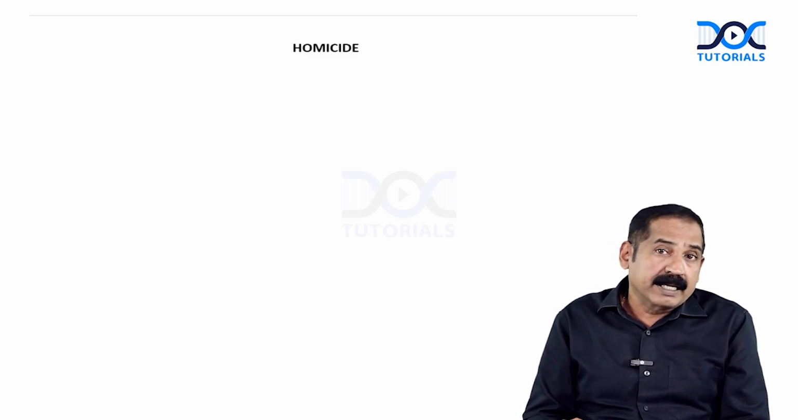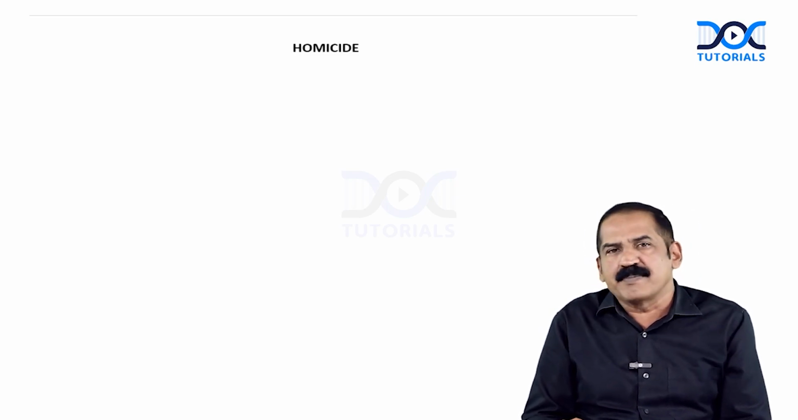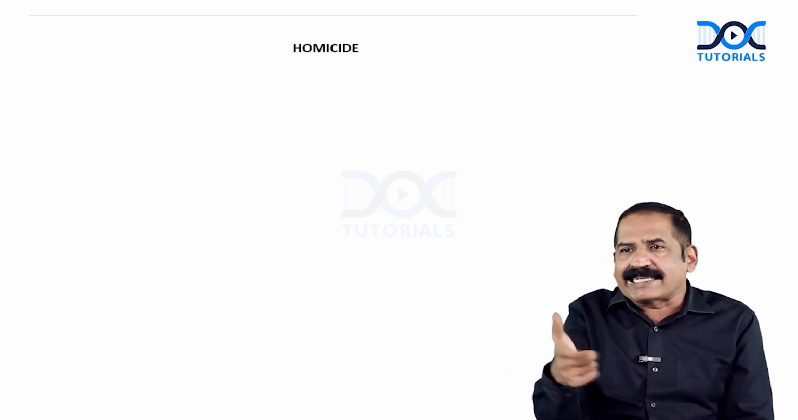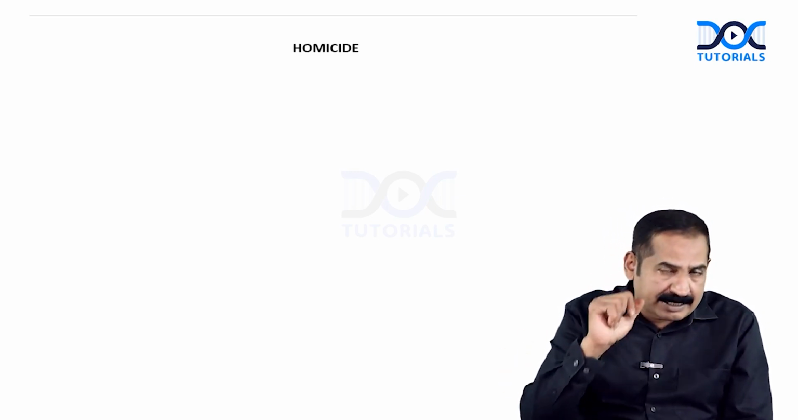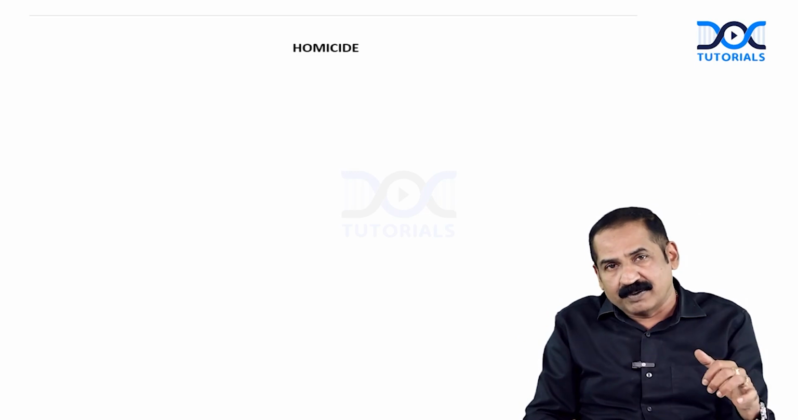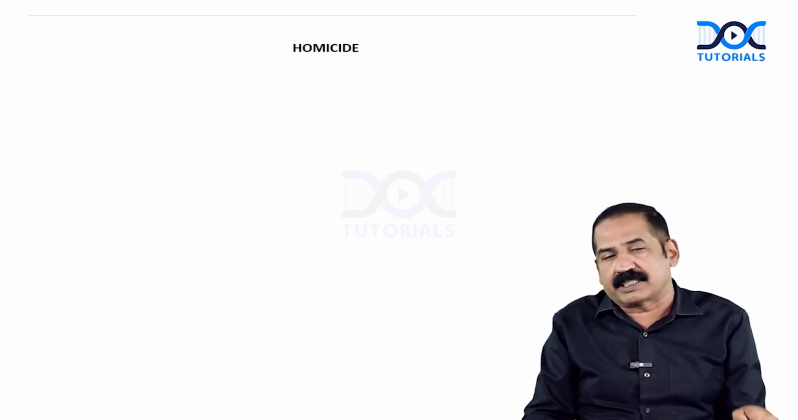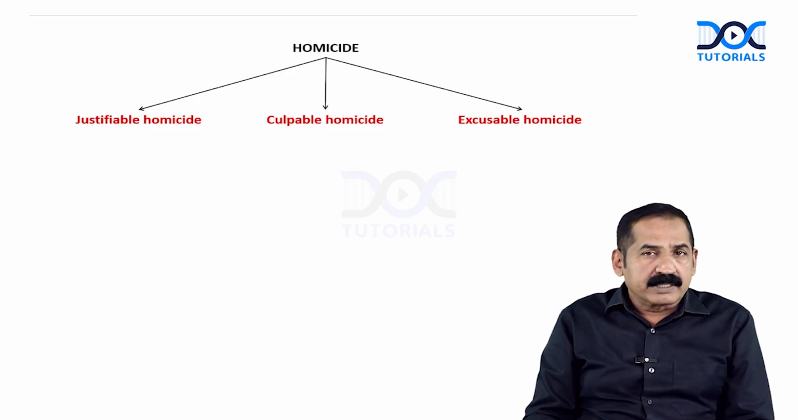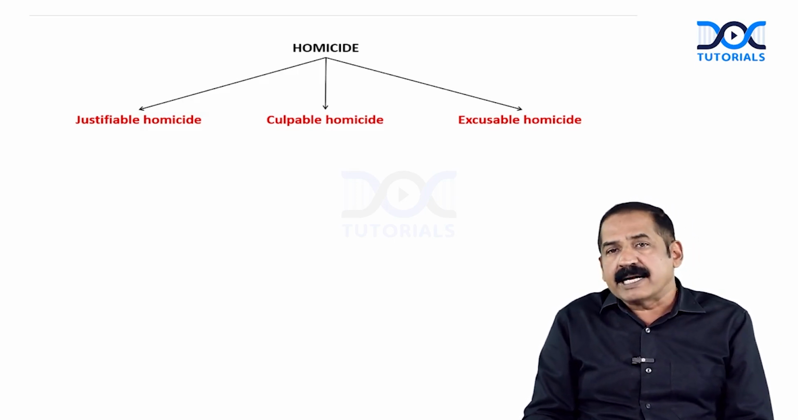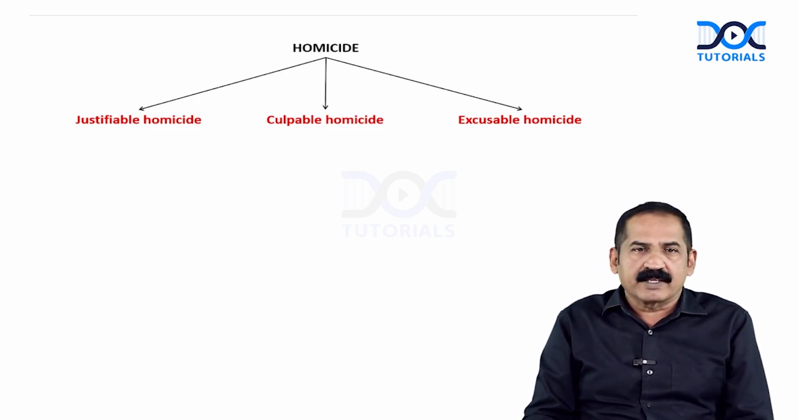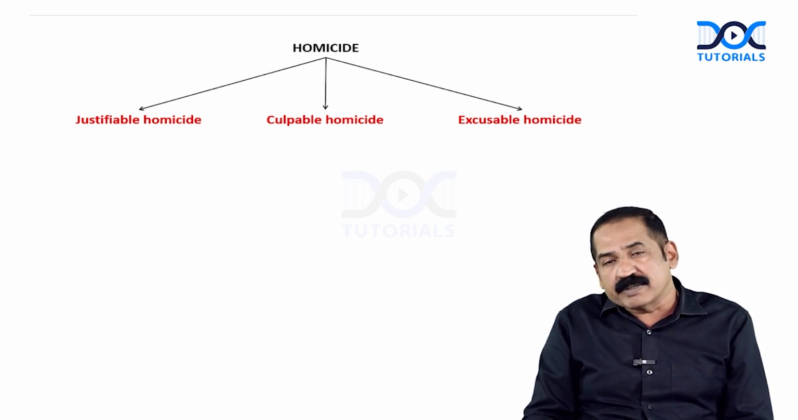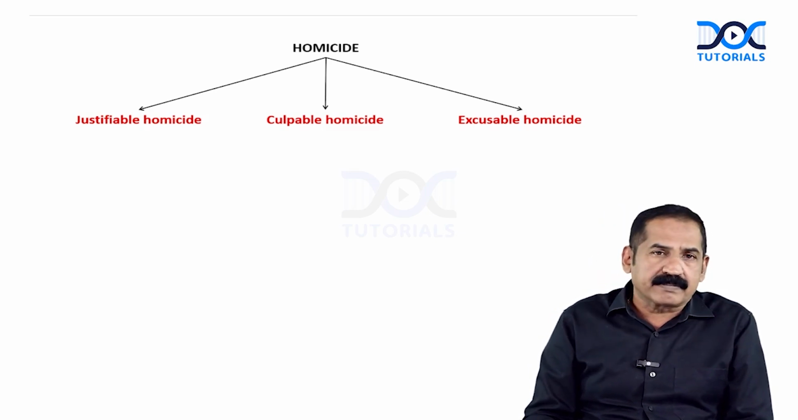It may be directly or indirectly. Say for example, tomorrow, I am having a ferocious dog. I tell the dog, attack. And if the dog attacks and kills another person, it is homicide only because I only caused his death. And this homicide may be justifiable homicide, culpable homicide, and excusable homicide. I told you clearly, culpable means punishable. That means justifiable homicide and excusable homicide are not punishable.